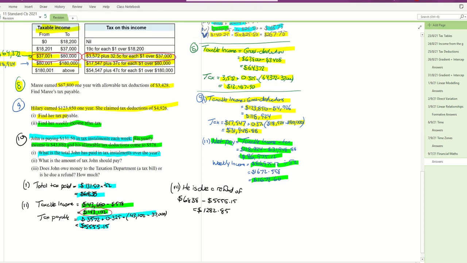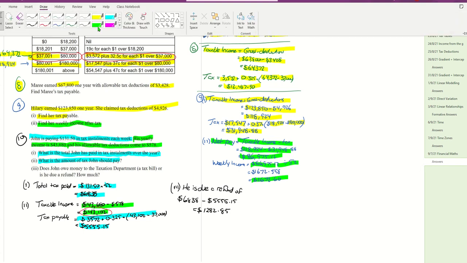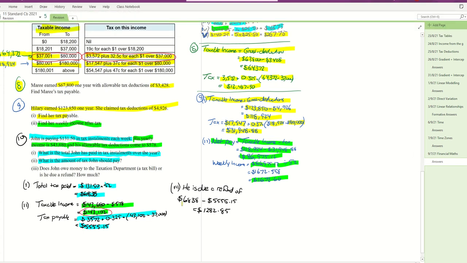$5,555.15. All right, so the amount of tax John should pay is what we have just worked out there in this blue one. Now, does John owe money or not is our question. Now, we know he's paid $6,838 and he only actually had to pay $5,555.15, so he's paid too much. So he's due a refund. The amount he's due is the difference between those, $1,282.85.